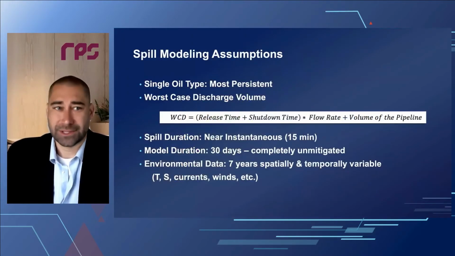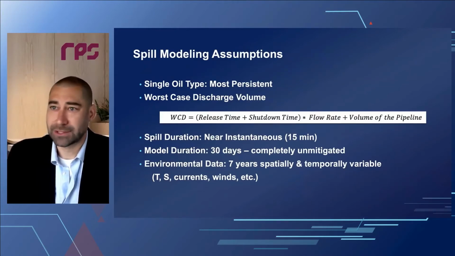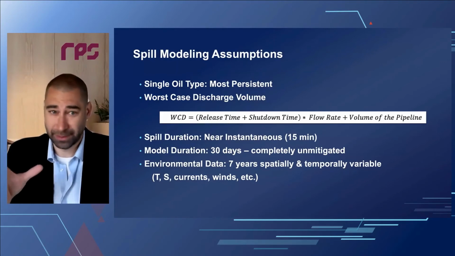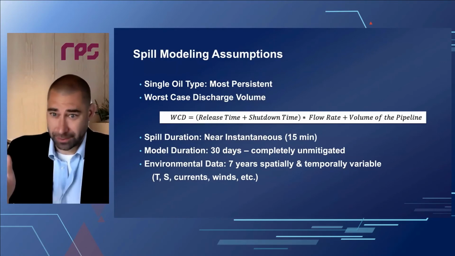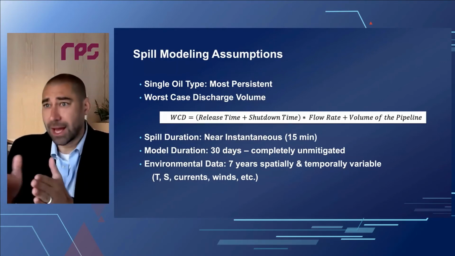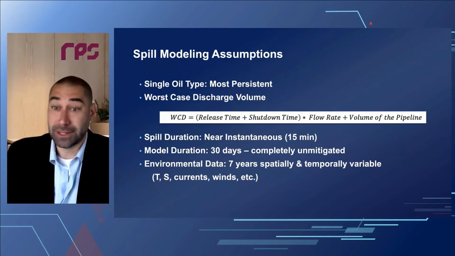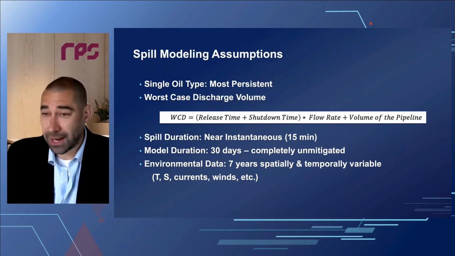When we're doing these kinds of assessments, what we typically do is a single kind of release case, and that's the most persistent oil type that's either collected or transported in the pipeline system. We look at the worst case discharge volume as defined by PHMSA. That's the release time times the shutdown time times the flow rate. So actively pumping out until the pipeline is shut down, and then allowing the volume within the pipe to release, which is the entire volume in the pipe.